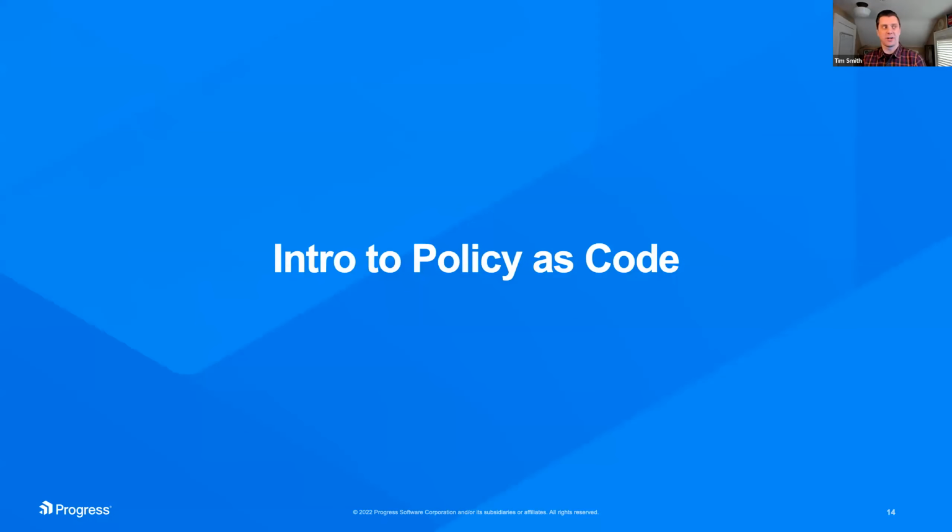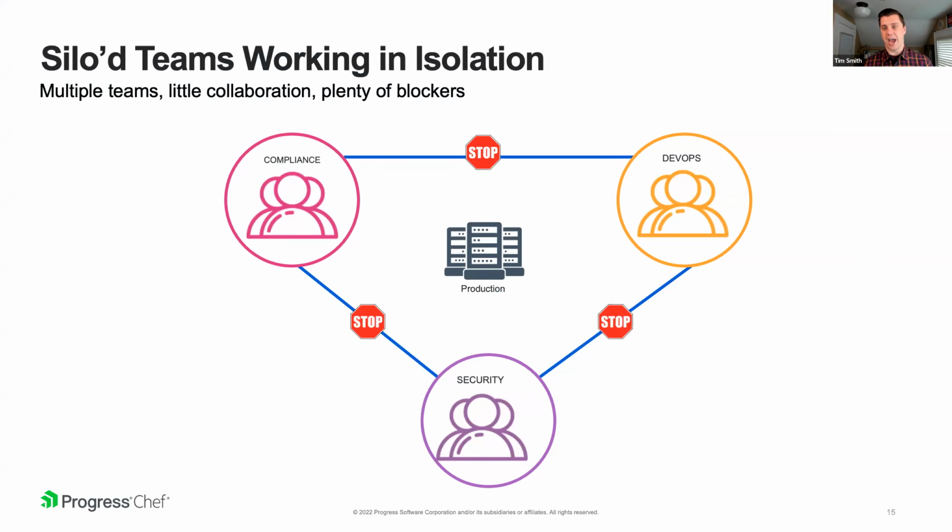All right, folks, so let's talk a little bit about policy as code and how this comes into play. We're talking about compliance and security and all that fun stuff. Really, the issue that we're at right now in our industry is we have a whole bunch of siloed teams that are working in isolation. We have compliance teams on one side, we have security teams, and we have DevOps teams. We did a fantastic job years ago with infrastructure as code in breaking down the silo between those dev teams and those ops teams, but we didn't really go far enough, right?